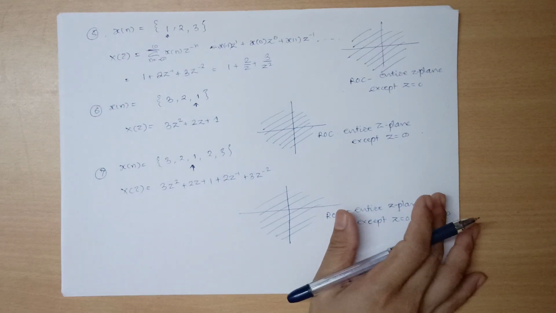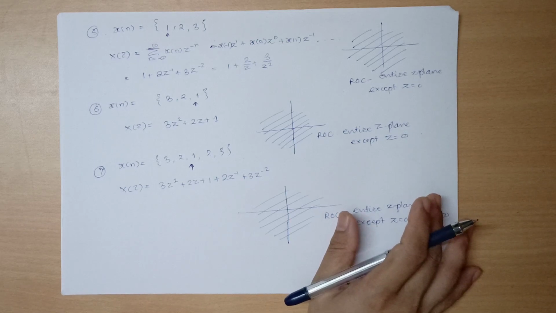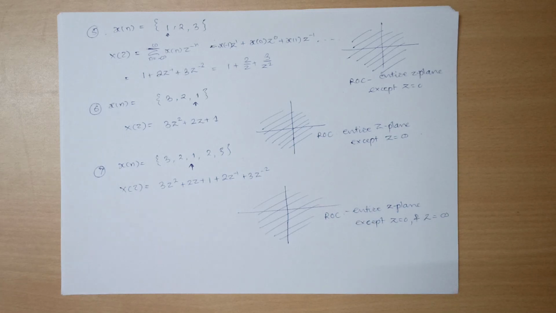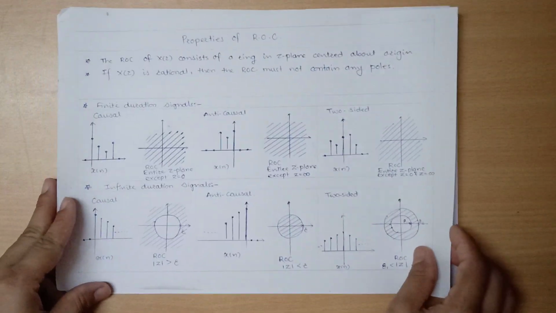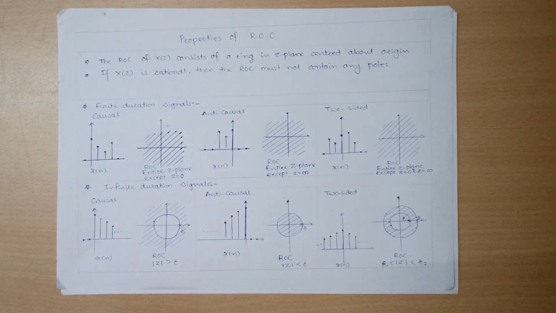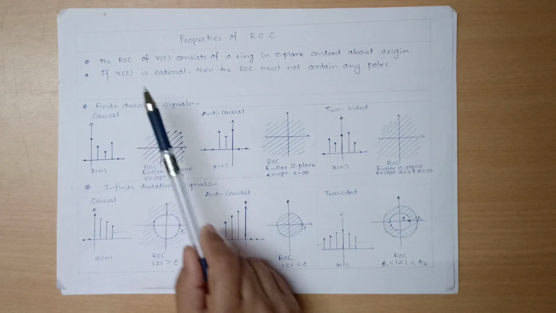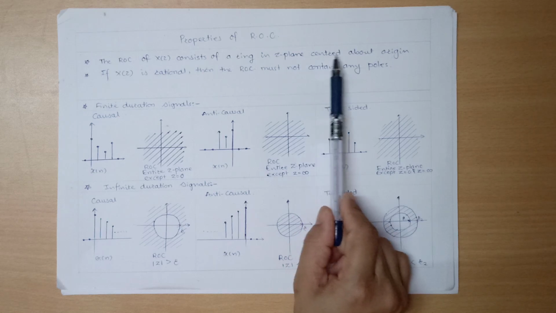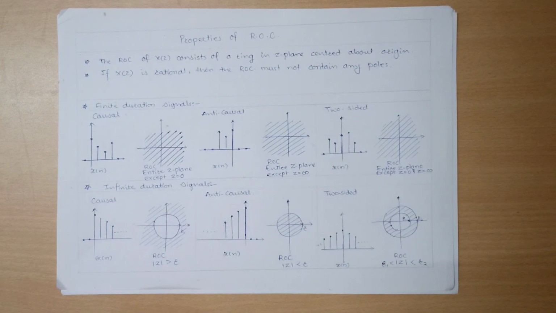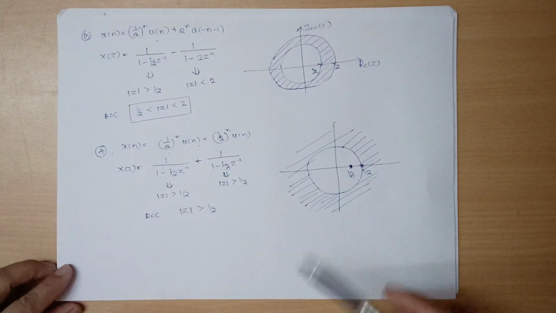So we can summarize the properties of the ROC. In each and every case we have seen that the ROC is a ring type, circular type region in the z plane, and it is centered about the origin. So this is the first condition: the ROC of x of z consists of a ring in the z plane centered about the origin. If x of z is rational, meaning numerator and denominator kind of answer, at that time the ROC must not contain any poles. We have seen this in the examples.